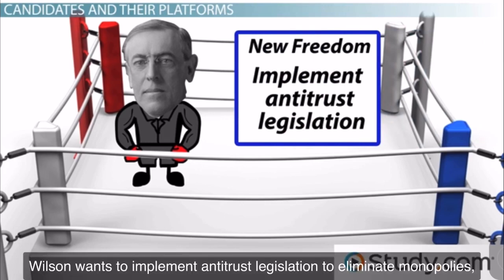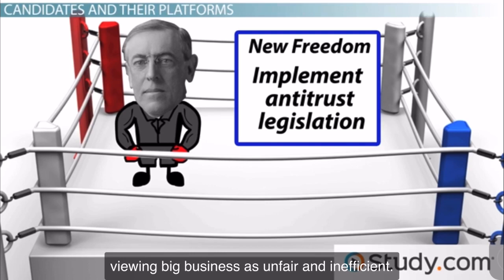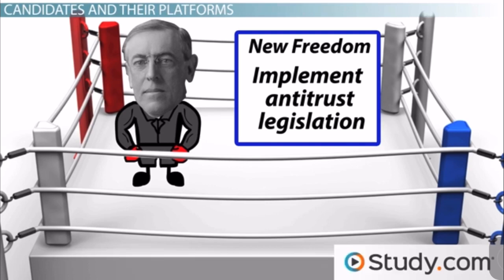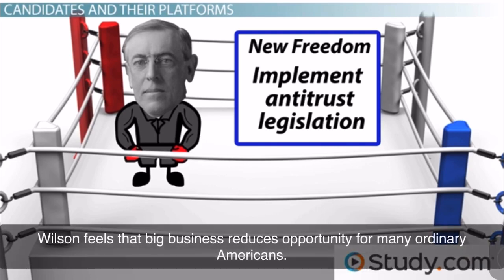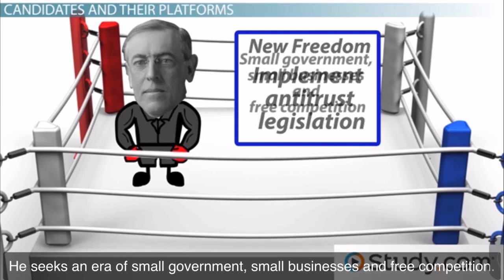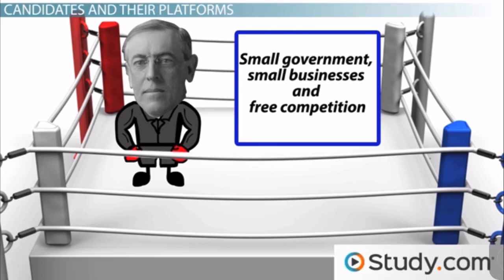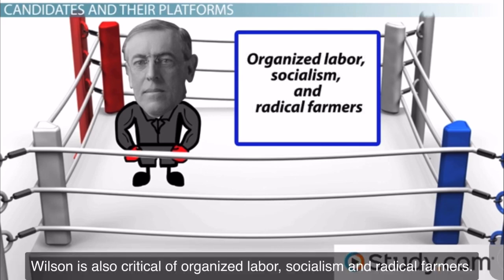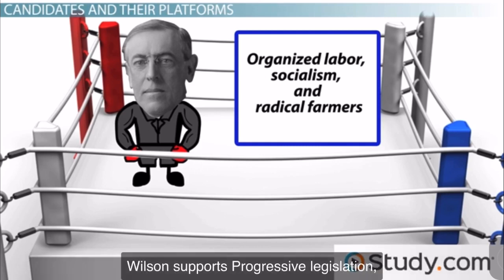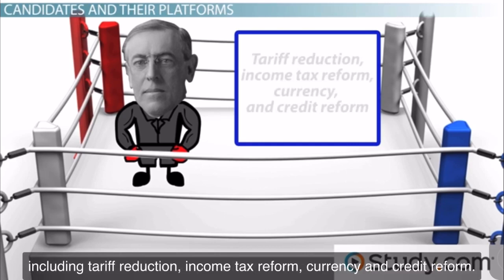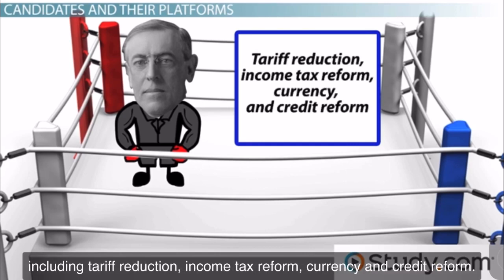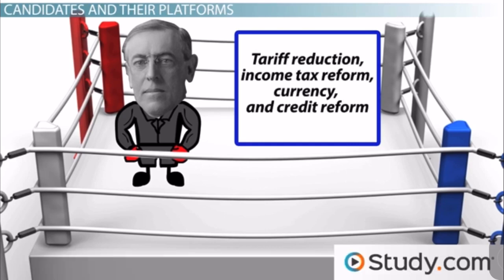Wilson wants to implement antitrust legislation to eliminate monopolies, viewing big business as unfair and inefficient. Wilson feels that big business reduces opportunity for many ordinary Americans. He seeks an era of small government, small businesses, and free competition. Wilson is also critical of organized labor, socialism, and radical farmers. Wilson supports progressive legislation including tariff reduction, income tax reform, currency, and credit reform.